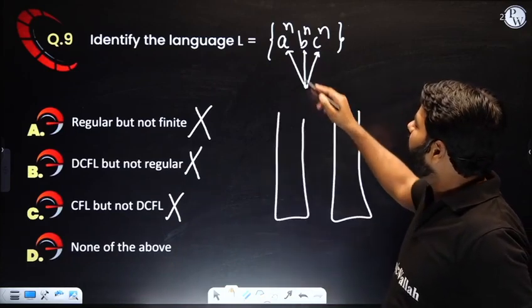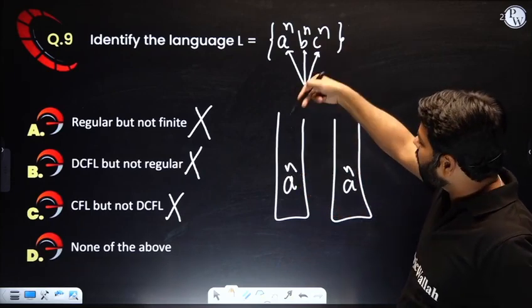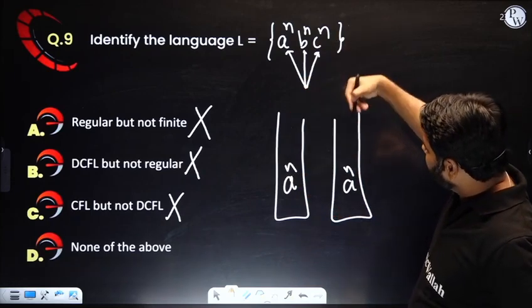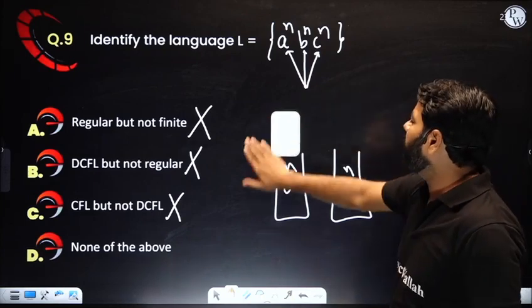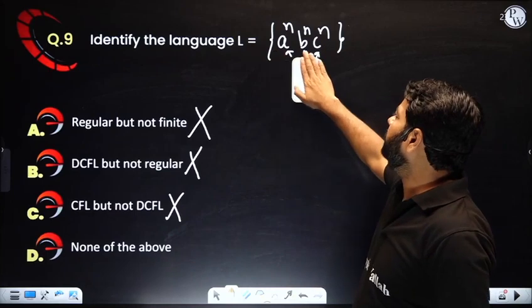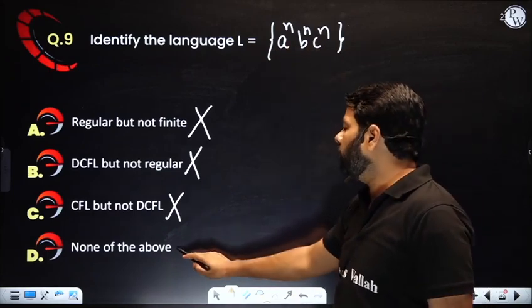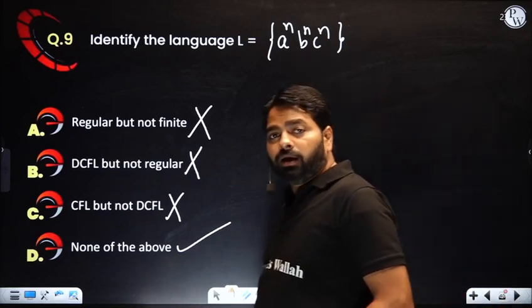You need two stacks at least. What you can do: when the a's come, you can push a's here; when b comes, you can use one stack; when c comes, you can use the other stack to check. But how many stacks do we have? Only one stack. Definitely, this is impossible with the help of one stack. That is the reason we'll go to none of these. We'll go to none of these.